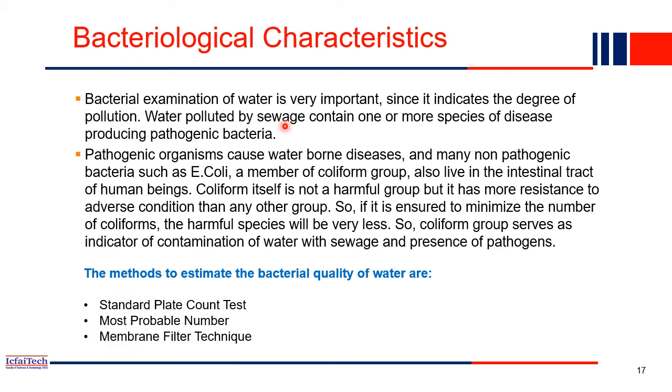Bacterial examination of water is very important, since it indicates the degree of pollution. If the pollutants are more in the water, the quantity of bacteria also will increase, because it will have food in the water and will reproduce more bacteria. So if you experiment on the bacterial characteristics of water and find a larger number of bacteria, that means the water is very polluted. Other suspended solids, nitrates, chlorides, all these things are also present in larger amounts.